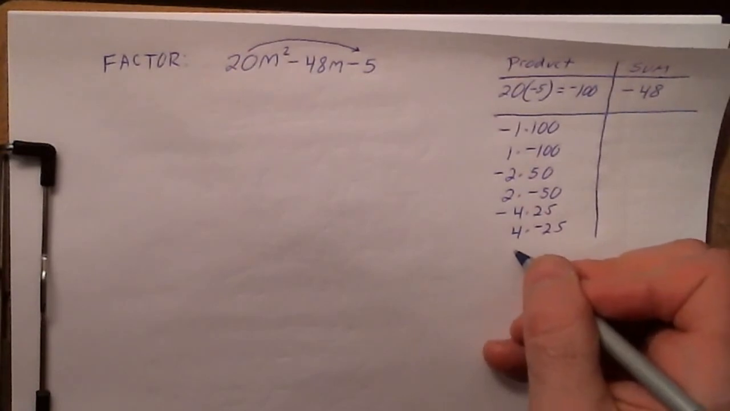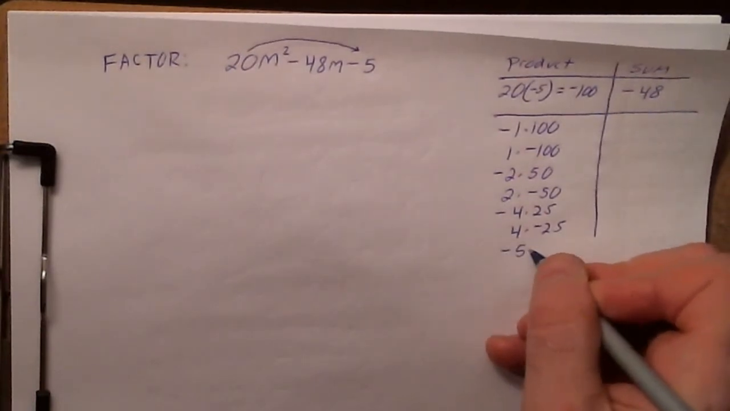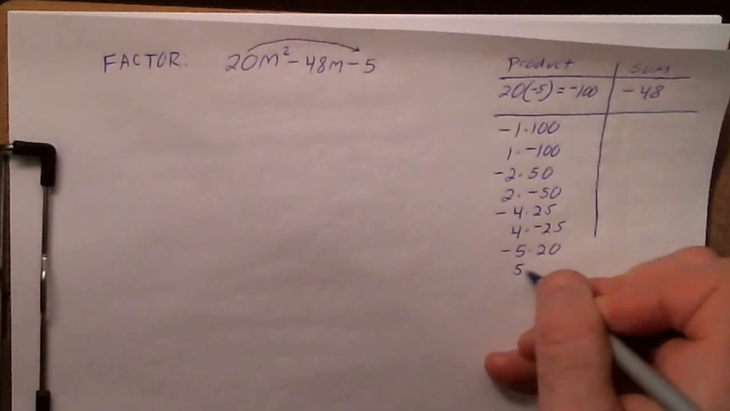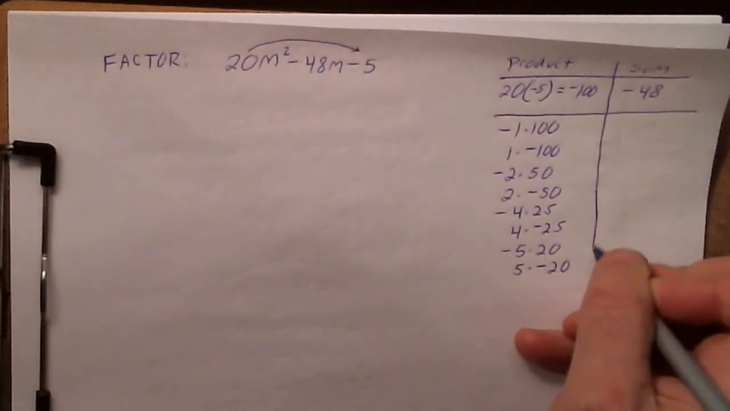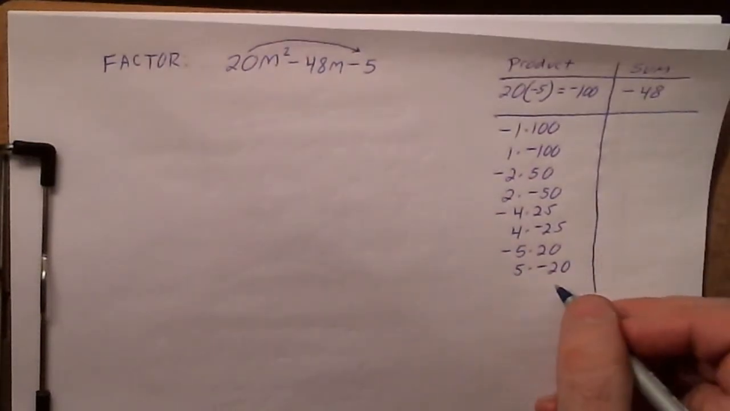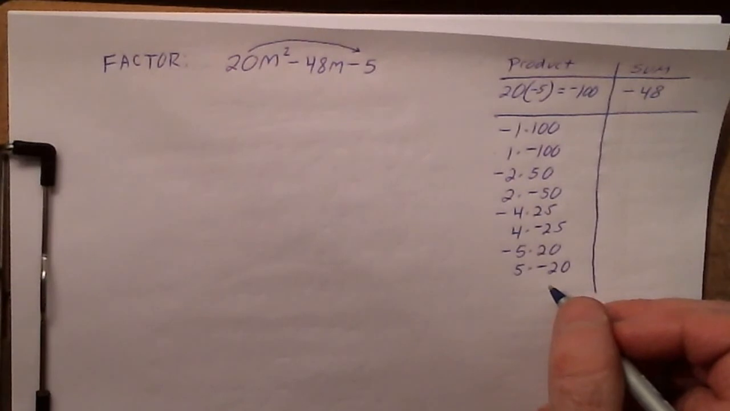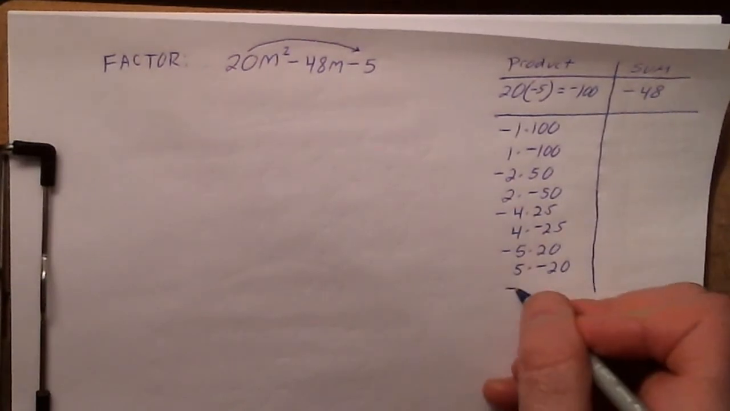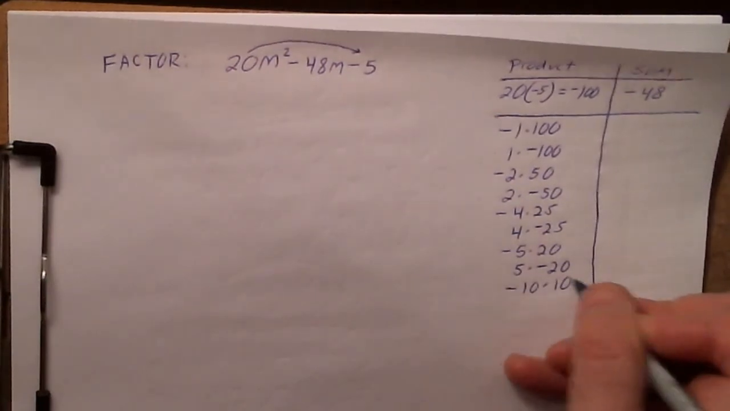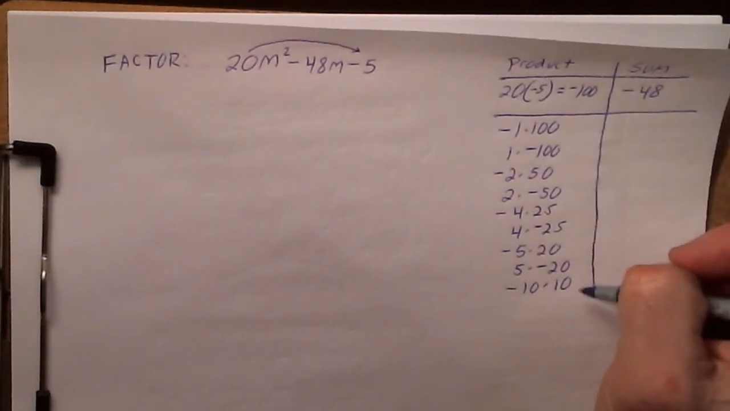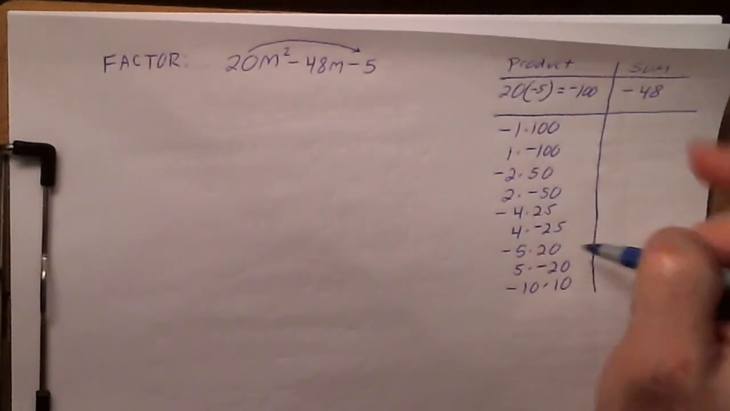5 divides into 100 20 times, so negative 5 and 20, or positive 5 and negative 20 are factors of negative 100. 6 doesn't divide into 100 evenly, 7 doesn't, 8 doesn't, 9 doesn't, 10 does, so negative 10 times 10. And there is the comprehensive list of all factors of negative 100.